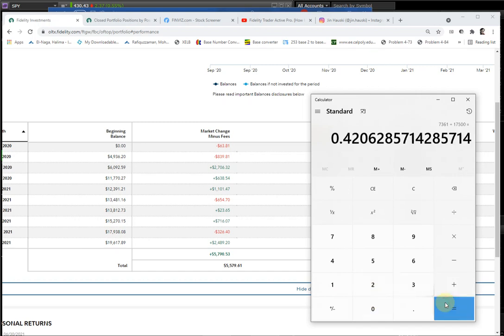So it's 42%. That's pretty decent. I mean, I'm happy with it. It's not the best percent return, but it's not the worst, right? 42%. Hey, I'll take that any day.